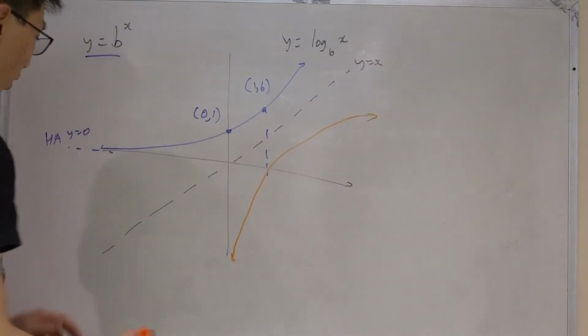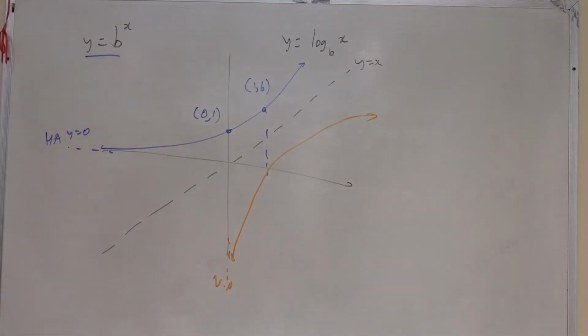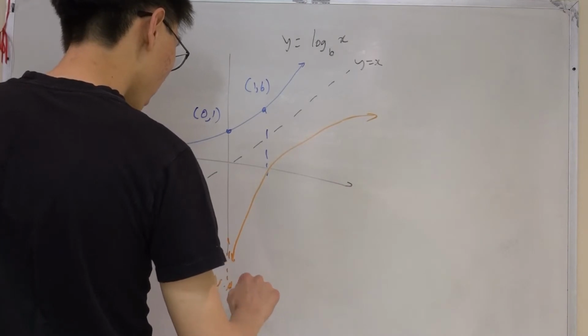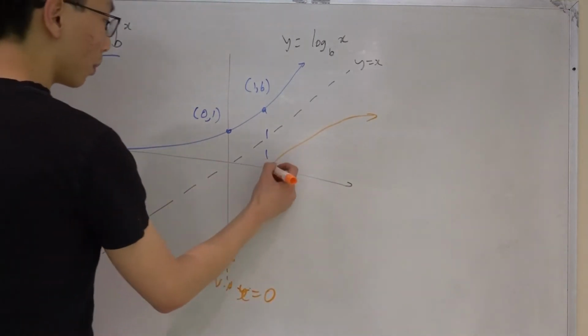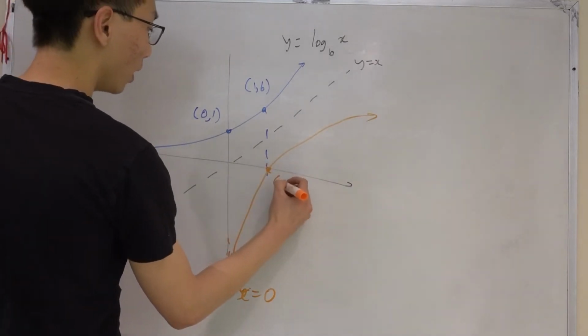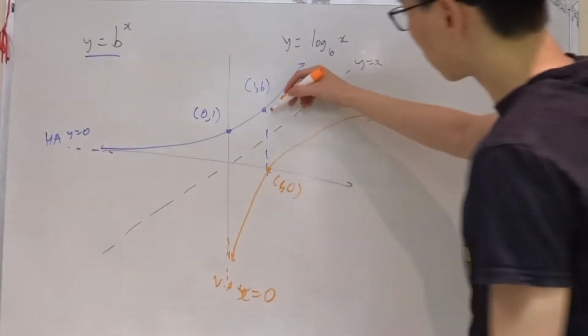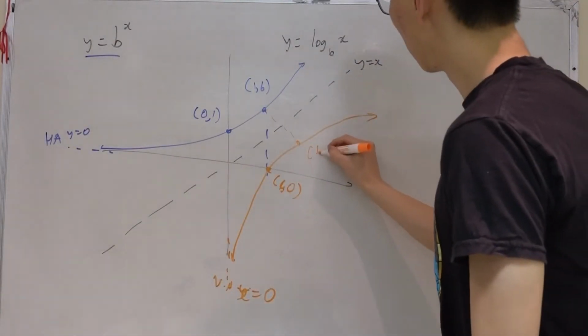Alright, and the things that you should notice, of course, are that there is a vertical asymptote here. Let me just make sure you can see that. Okay, there's a vertical asymptote at x equals 0. It passes through the point (1, 0). And the image of this point through the reflection is, of course, (b, 1).